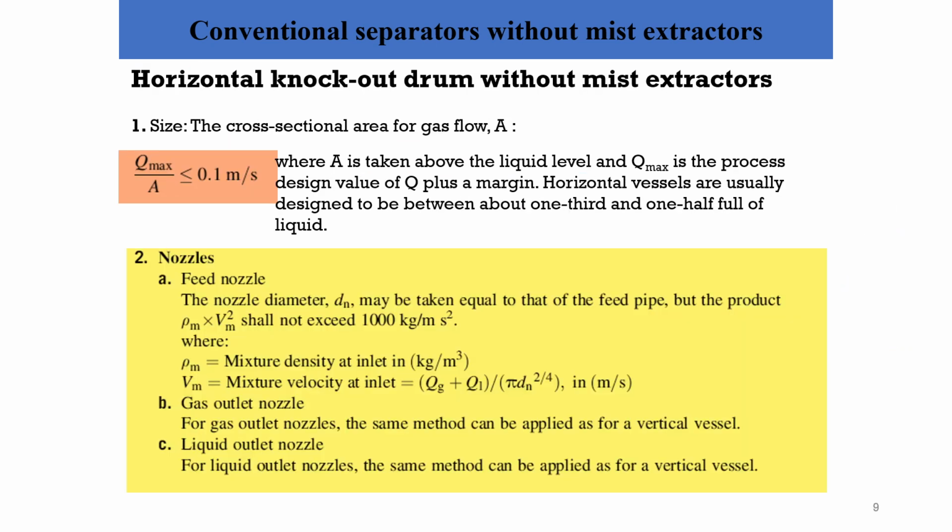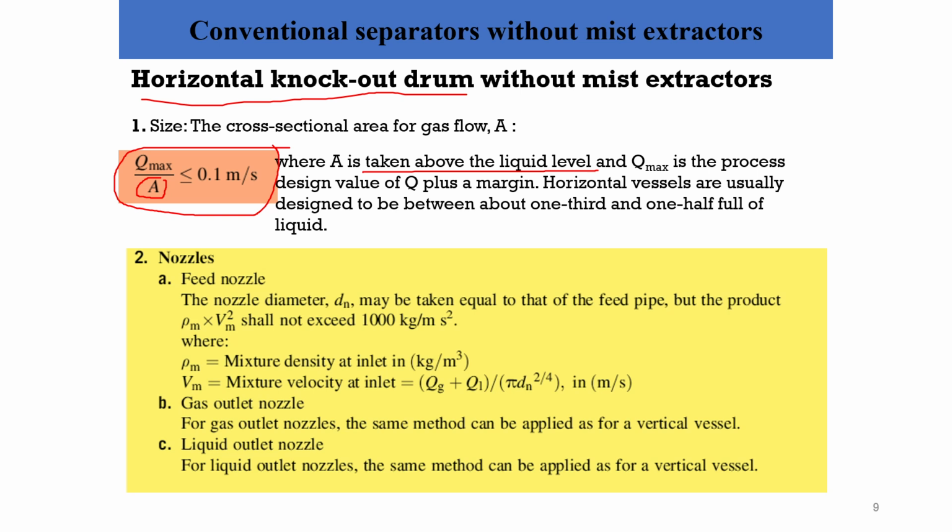Now we'll continue with the conventional separator without mist. Here we're talking about classical vertical and horizontal separators that don't have a mesh, or mist extractor, or demister. When we talk about a horizontal knockout drum, this means it's a separator without a demister. The cross-sectional area is taken above the liquid level, and the Q max is similar to what we explained earlier, where it includes the Q plus the margin for that specific separator.